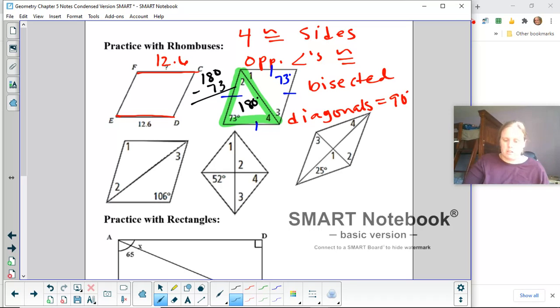I'm going to need my calculator. 180 minus 73. Okay, well that gives me 107. Okay, now I've got 2 angles left over, and I know those 2 angles are going to be the same. So I need to split that 107 in half. So divided by 2, I get 53.5. So that means angle 1, angle 2, angle 3, and angle 4 are all 53.5 degrees.